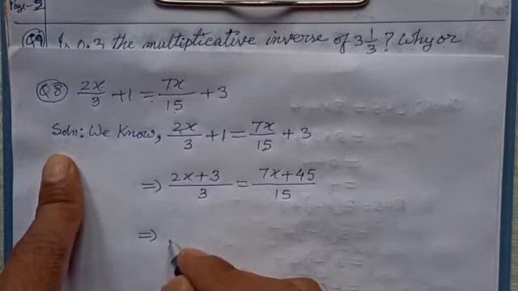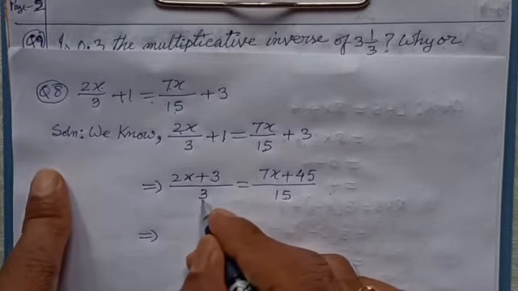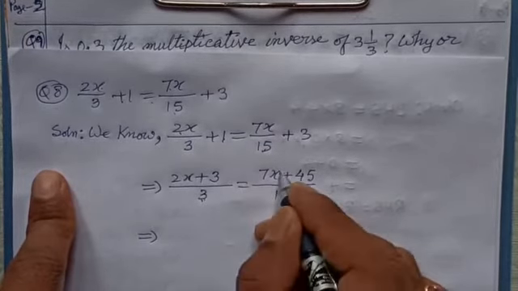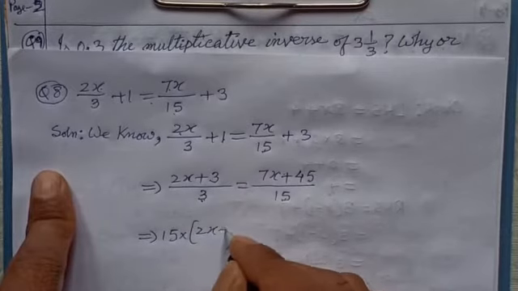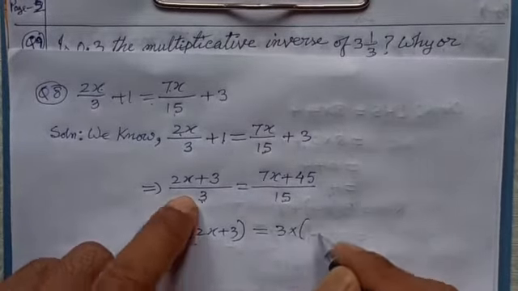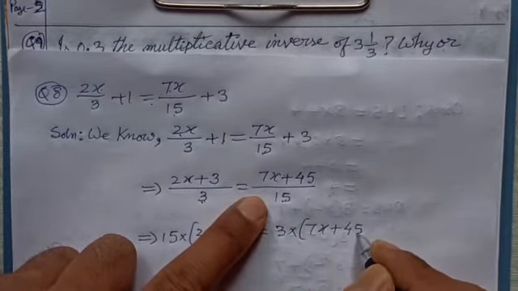Next steps. Let us use cross multiplication. 15 will multiply this side and 3 will multiply this side. So 15 multiply 2x plus 3, and this 3 multiply 7x plus 45. Next.